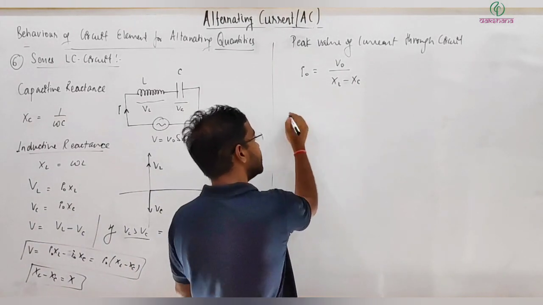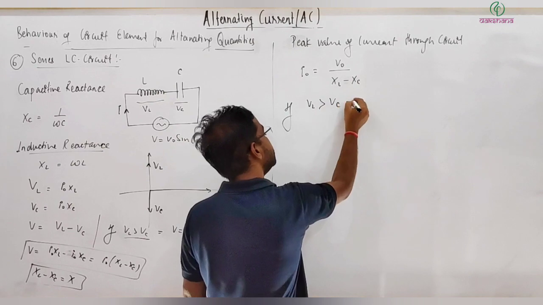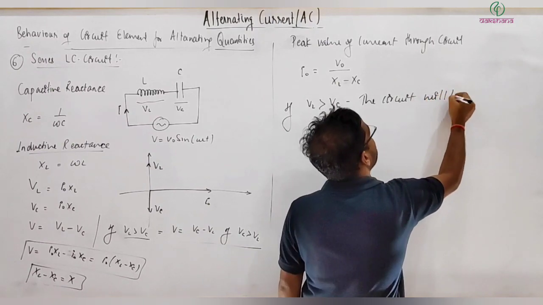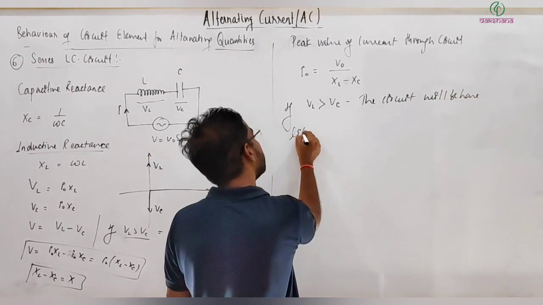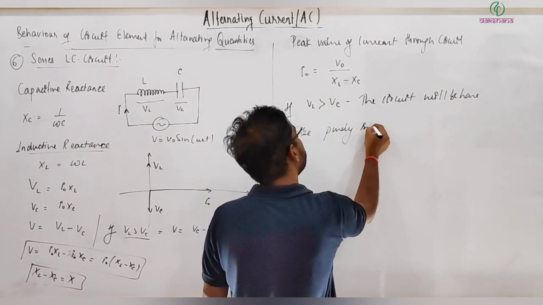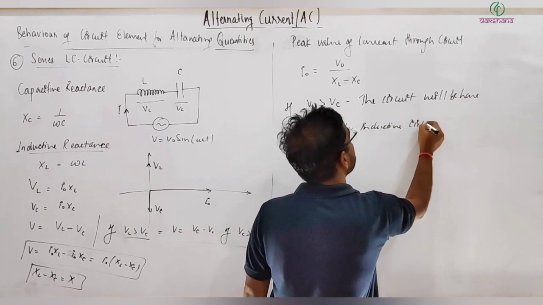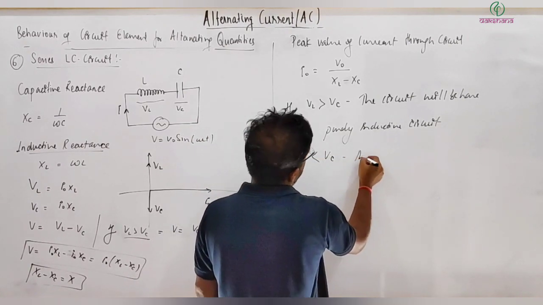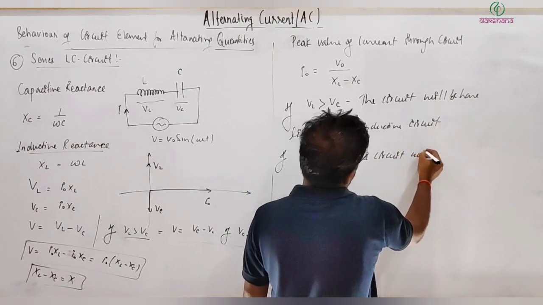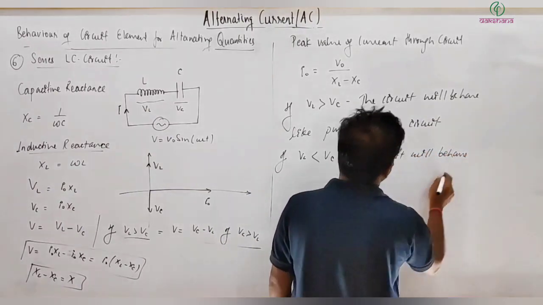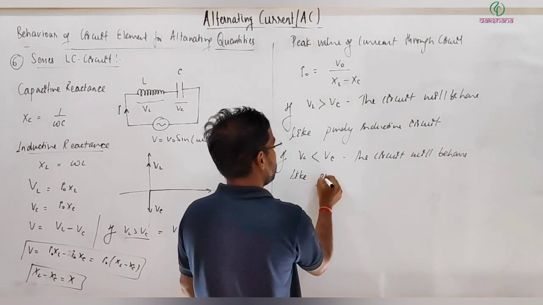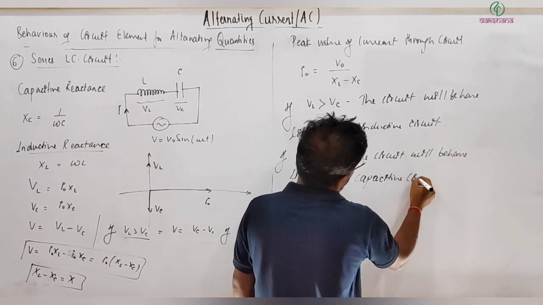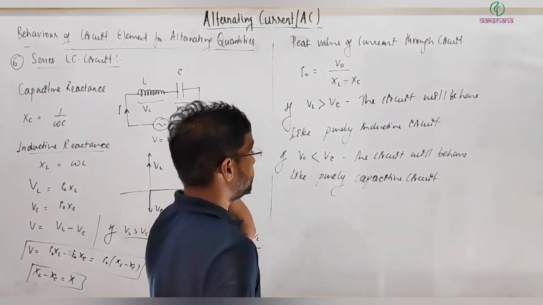So here I will write this: if VL is greater than VC, the circuit will behave like a purely inductive circuit, and similarly if VL is less than VC, the circuit will behave like a purely capacitive circuit. Clear? So here that is the thing.